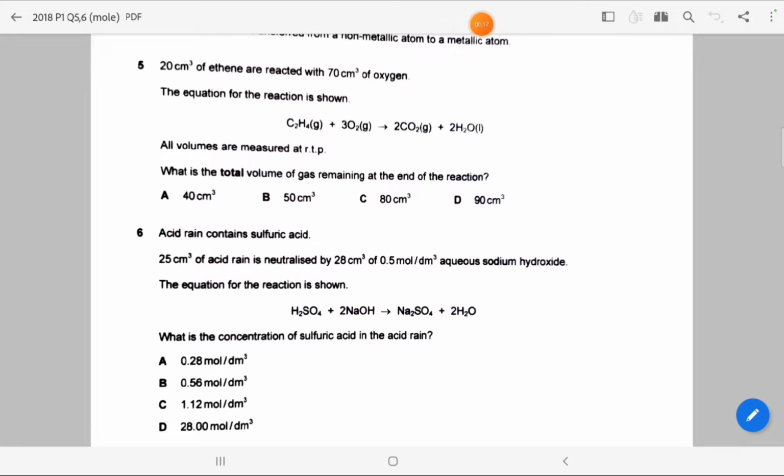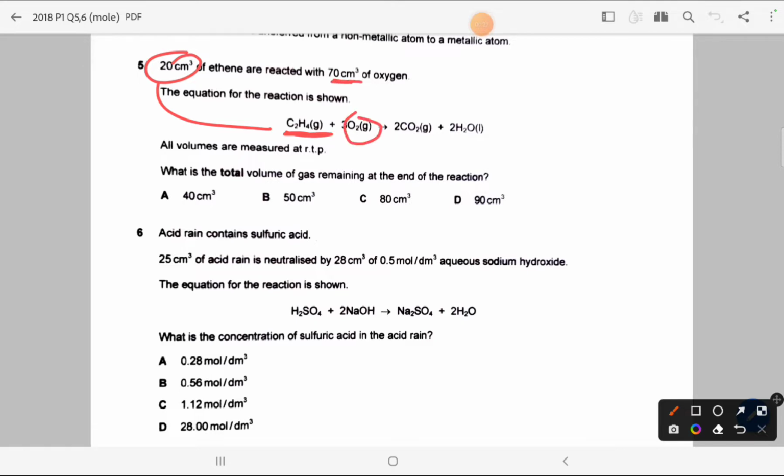20 cm cube of ethene reacted with 70 cm cube of oxygen. The equation for the reaction is shown. All volumes are measured at room temperature and pressure. What is the total volume of gas remaining at the end of the reaction?